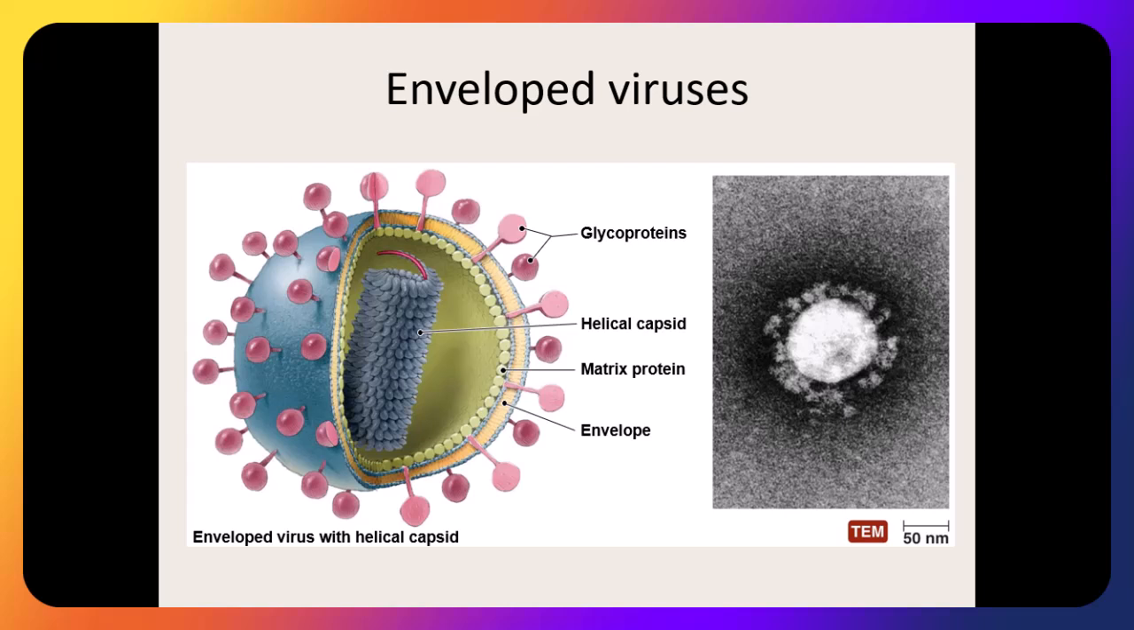This is just showing another enveloped virus. Again, the capsid shape, it's still got an outer membrane, but that capsid shape can still change on the inside. It still has little glycoproteins specific to it. Does anyone know what this looks like or recognize this particular virus?